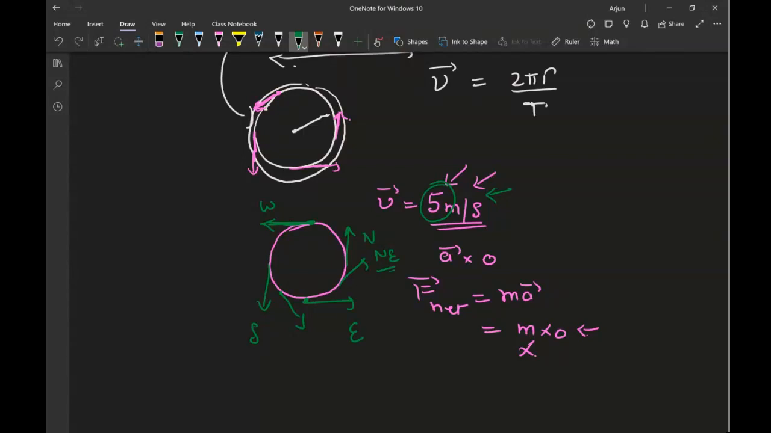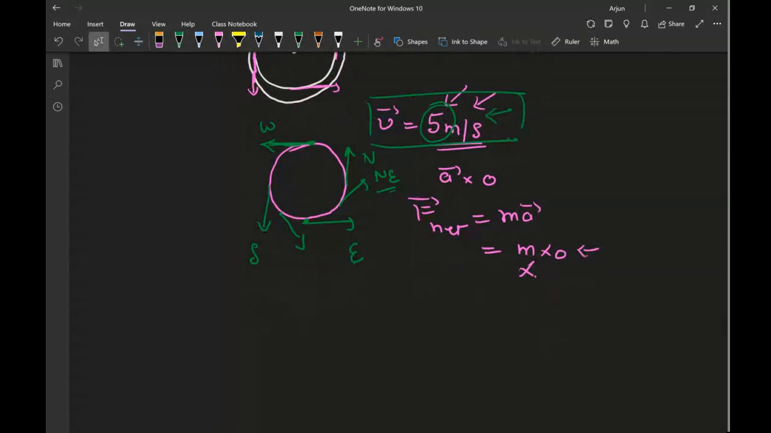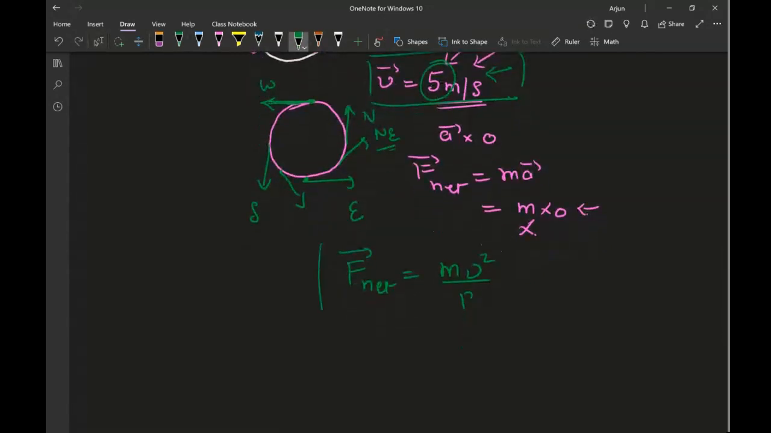So even if the velocity given to you is constant in a circular direction, you still cannot take it as constant. You still cannot call the force zero, because the velocity direction is changing although the magnitude is the same. So the formula to find the force F net in a circular direction is m v square upon r. That's the formula you're going to use. And net force is also called centripetal force in a circular direction.